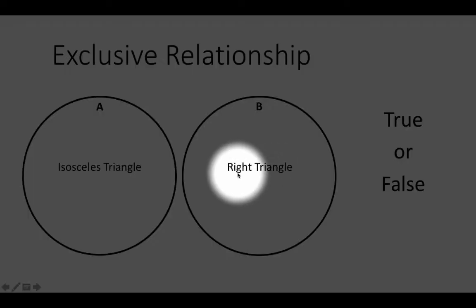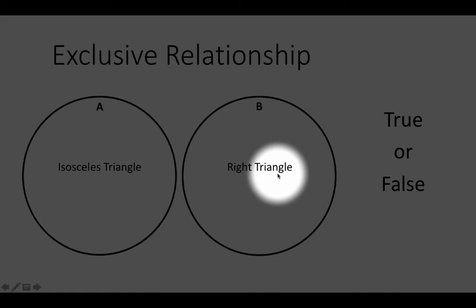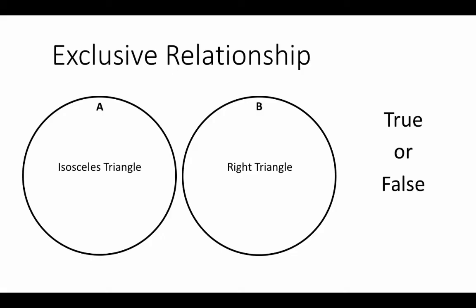And if a right triangle is isosceles, then we also know that the other two angles in the triangle will measure 45 degrees. The right angle measures 90 degrees, which means that the other two angles must add up to 90 degrees, so that all three angles together add up to 180 degrees. And since the other two angles would be equal in an isosceles triangle, they must both be 45 degrees. So this is not an exclusive relationship.